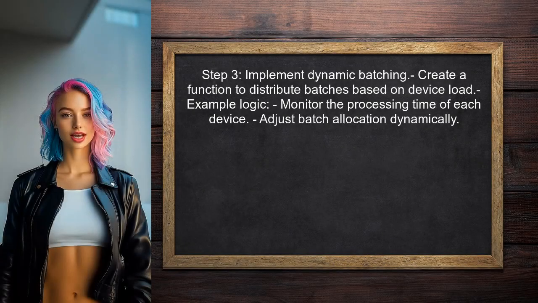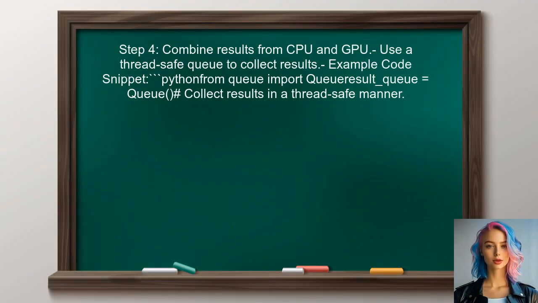Then, the user should implement a dynamic batching strategy. Instead of manually assigning a fixed number of batches to each device, they can create a function that automatically distributes batches based on the current load of each device. Finally, the user should ensure that the results from both devices are combined efficiently. This can be done by using a thread-safe queue to collect results from both the CPU and GPU threads.